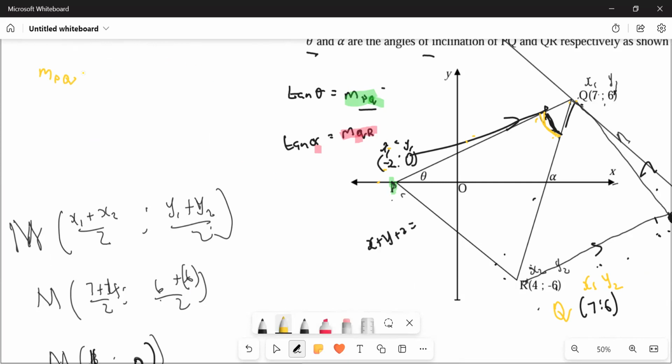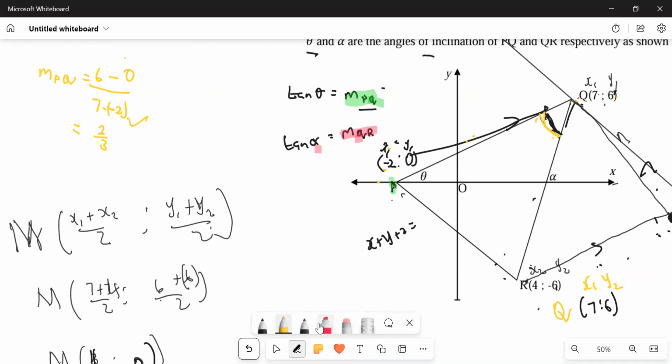M of PQ is going to be given by 6 minus 0 all over 7 minus 2. Like this. And then you type this in your calculator. What do you get? You get 2 all over 3. Now, even if you don't know how to get the angle, when I just calculate the gradient of this line, if they didn't ask you to calculate the gradient, you will get a mark for calculating the gradient.